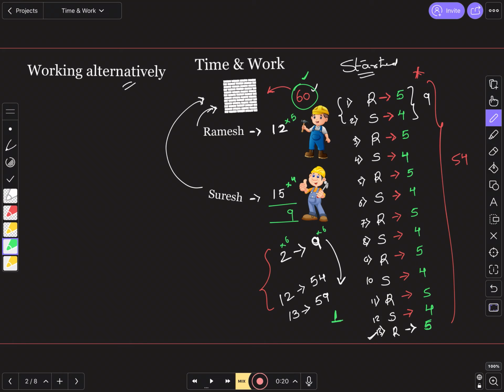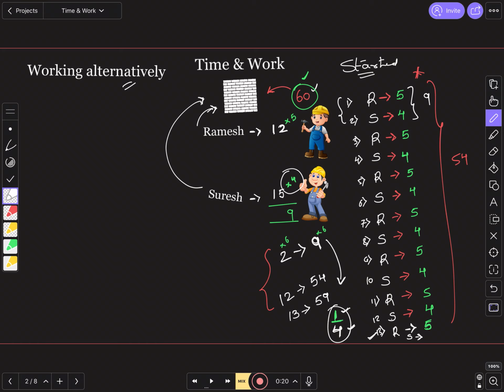And who is working now? Suresh. What is the capacity of Suresh? He can put in 4 bricks in 1 day, but you're not supposed to put in 4, you're supposed to put in 1. So how much of the day will be required? 1/4, which means this is what you're supposed to put in, and this is what your capacity is.